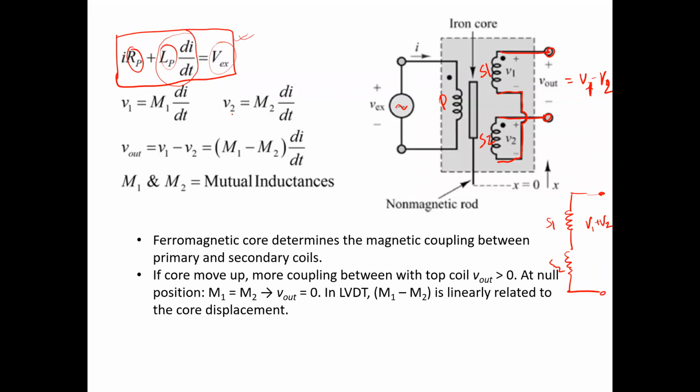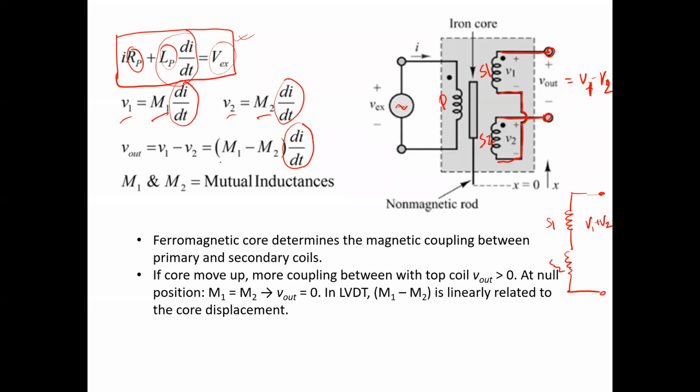Now our concern is the development of the induced voltages in the secondary windings. Those induced voltages V1 and V2 can be represented in terms of the mutual inductance in both the windings and the corresponding rate of change of current. And the output voltage is the difference between the two. The rate of change of current in the primary winding is the same.